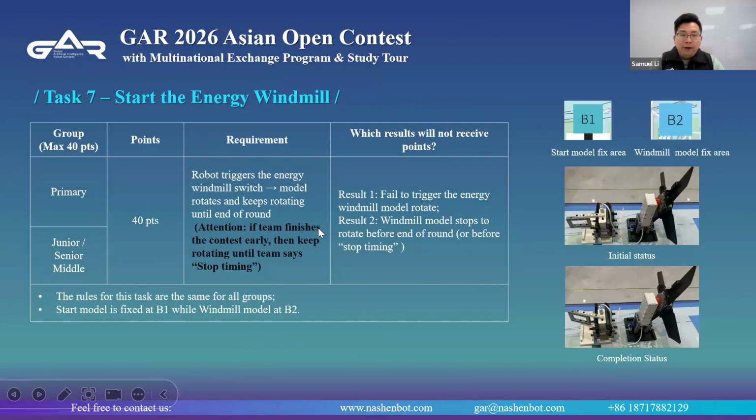Attention, if a team finishes the contest early, then it keeps rotating until the team says stop timing. It's okay. The start motor is fixed at B1 while the windmill model is at B2. So this model is fixed at B1 and B2. Which results will not receive points? Result 1: fail to trigger the energy windmill model to rotate. Result 2: the windmill model stops rotating before the end of the run or before stop timing.